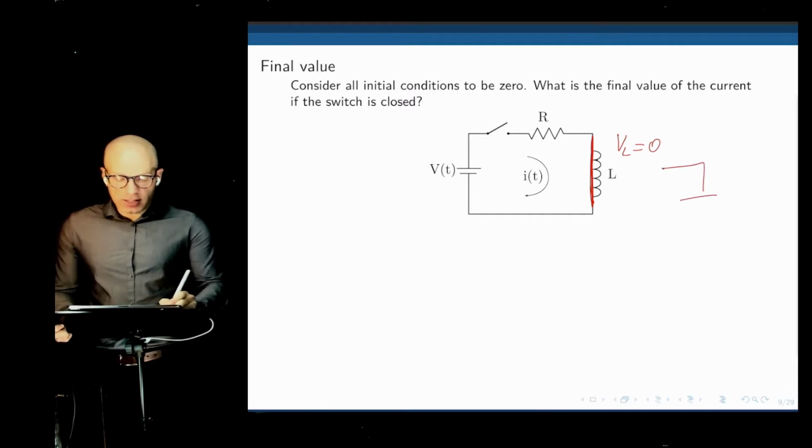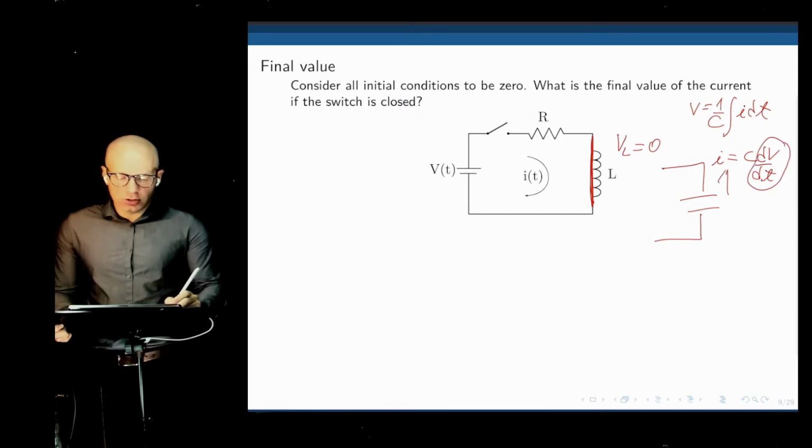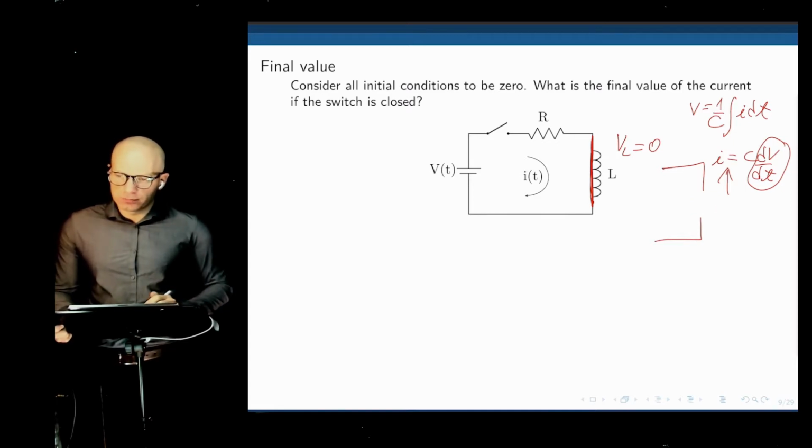If we had a capacitor like that, then the current through it would be 0, because in the capacitor, remember that the voltage across the capacitor is 1 over C integral of I dt. So if you rearrange this equation, the current is C dV/dt. If there is no voltage change, there is no current through the capacitor. So this becomes an open circuit, and if it's an open circuit, no current flows.